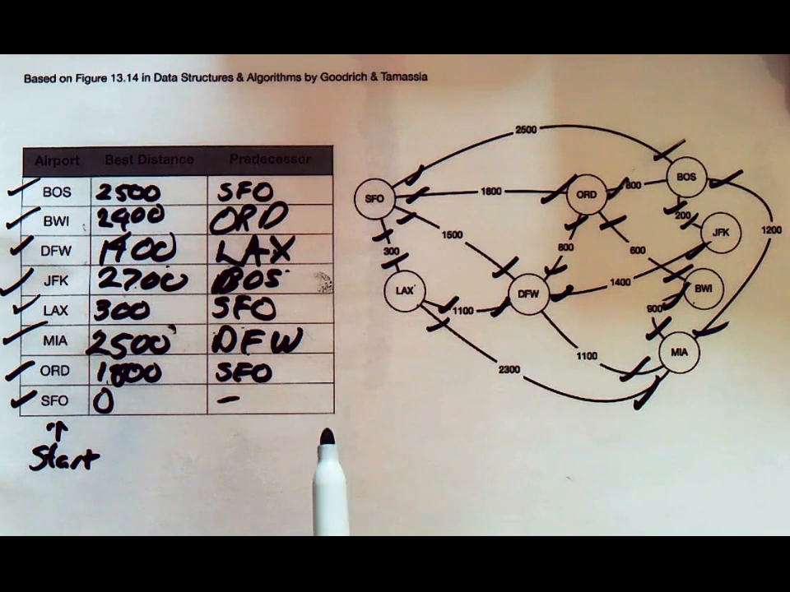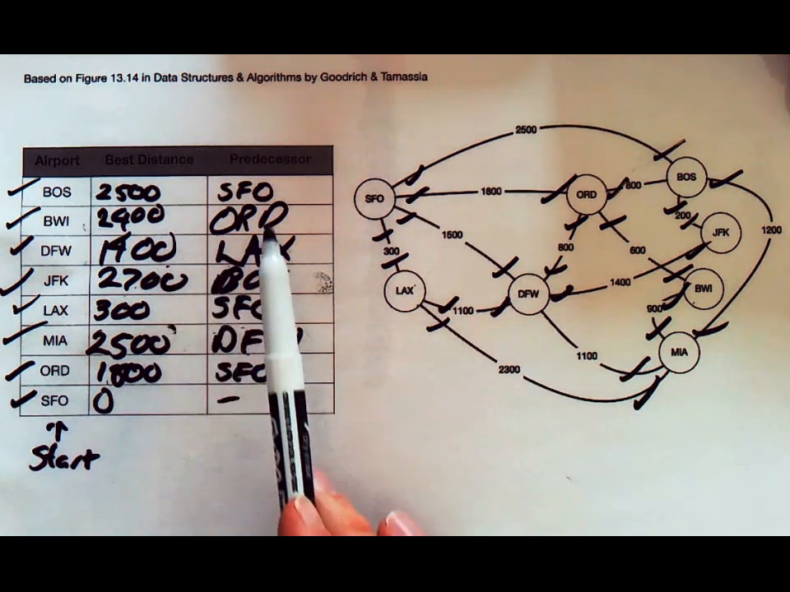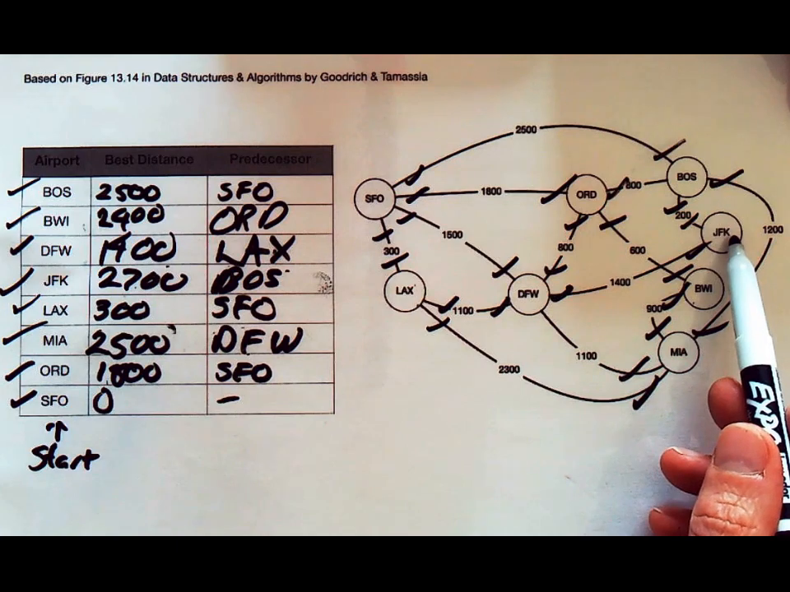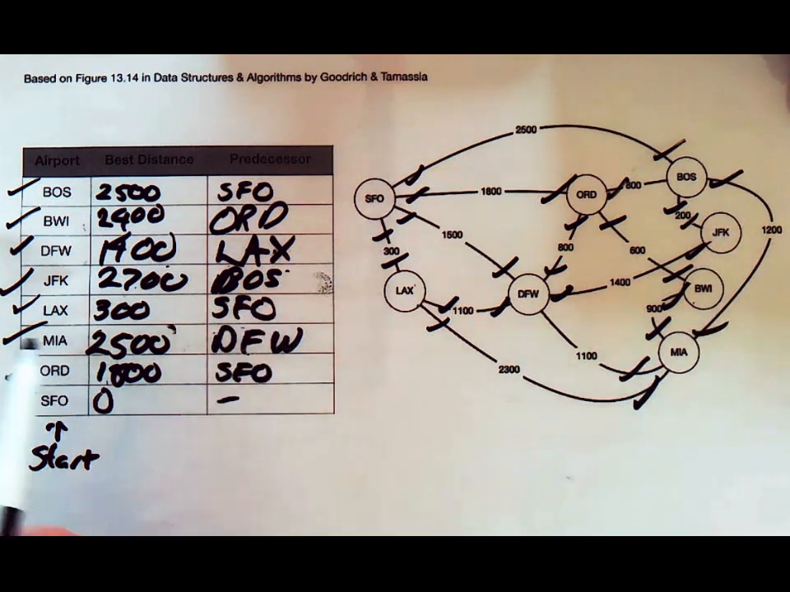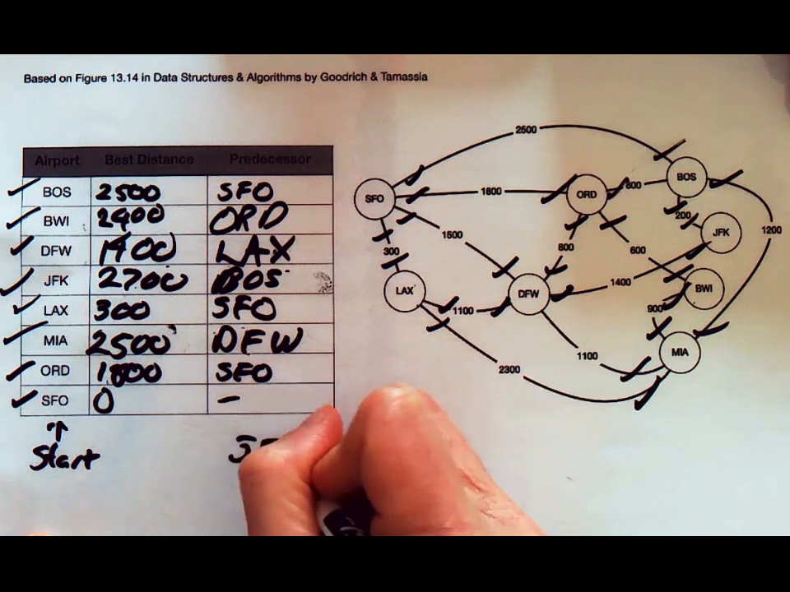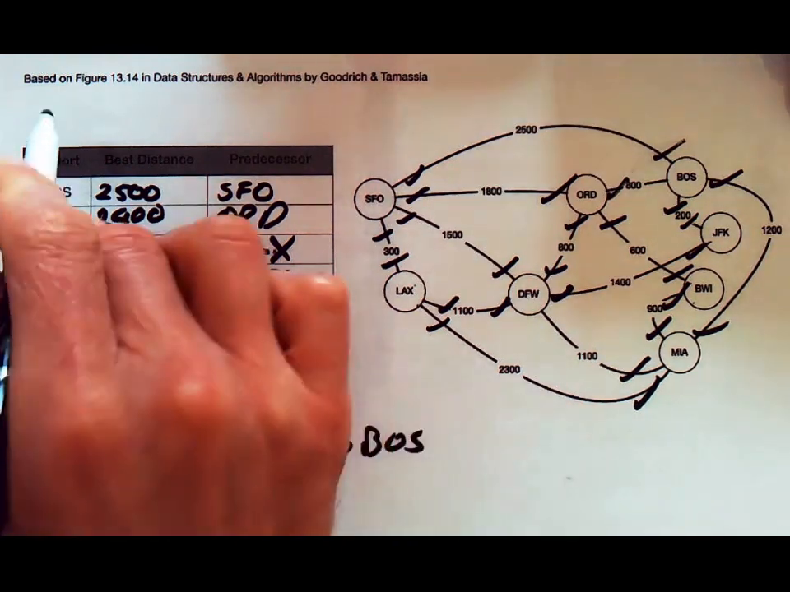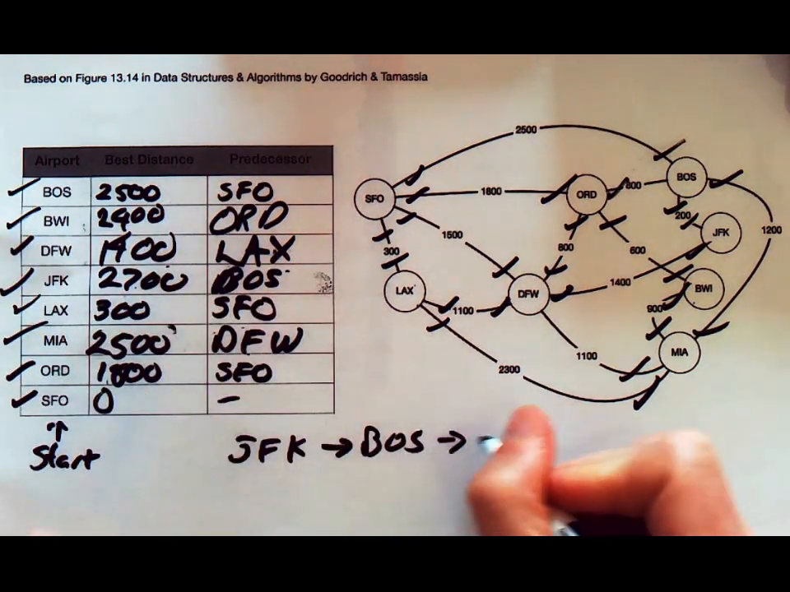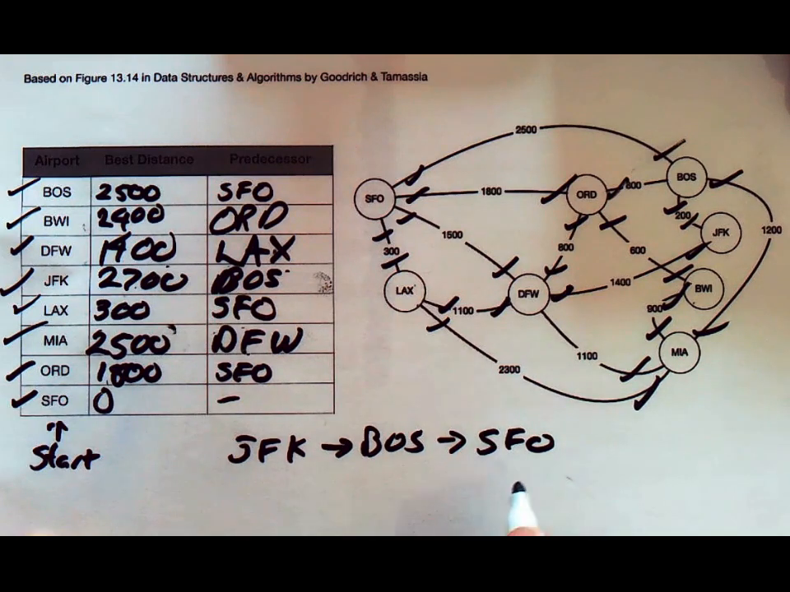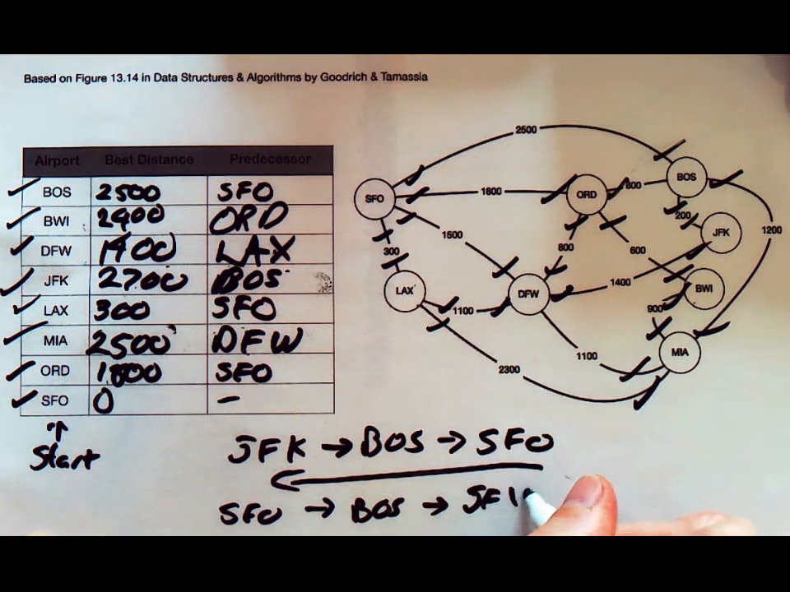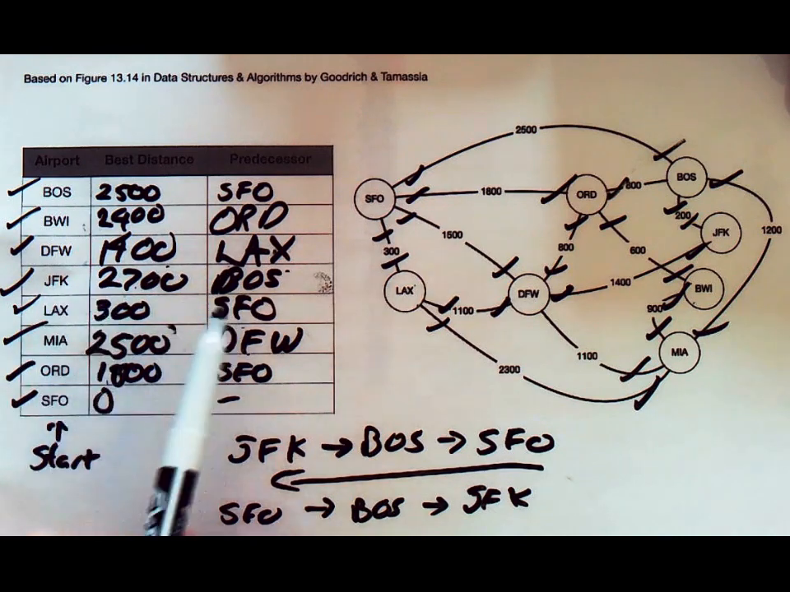So if we wanted to find a particular path, we could basically traverse from the predecessor list backwards to our origin airport. So just as an example, let's figure out what our best path is from JFK. If I want to start at JFK, the predecessor to that is Boston. And now let's look up Boston. Boston's predecessor is San Francisco. So our path is actually the reverse of this. So we'd start at San Francisco, we'd go to Boston, and then we'd go to JFK. Okay, and the total distance would be 2,700.